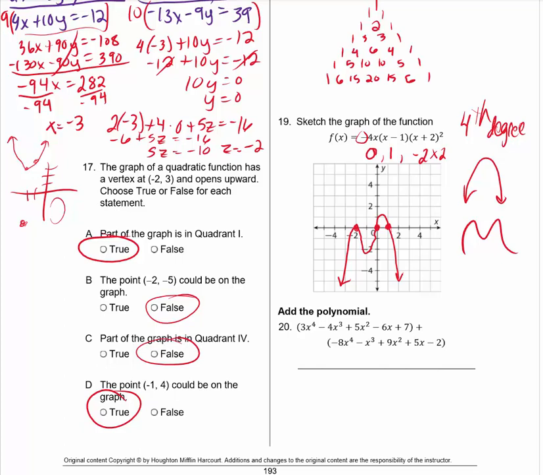20. We're going to add this polynomial together, and so we're looking for like terms. 3x to the 4th and negative 8x to the 4th is negative 5x to the 4th. So that's those. The x cubed add to get negative 5x cubed. And the x squareds add to get 14. And the x's add to get negative 1x. And 7 and negative 2 add to get 5. So that is adding.